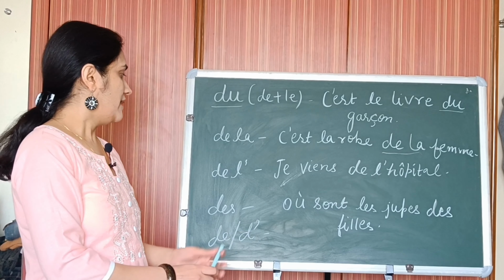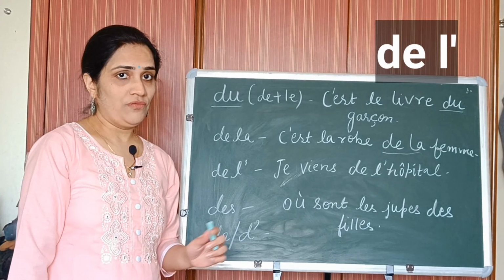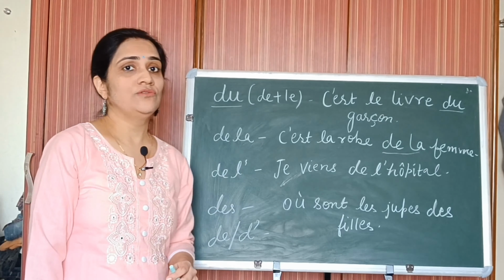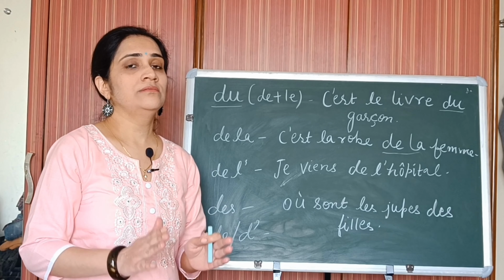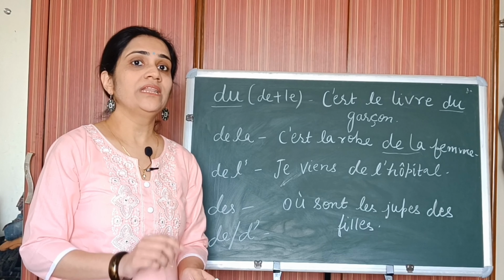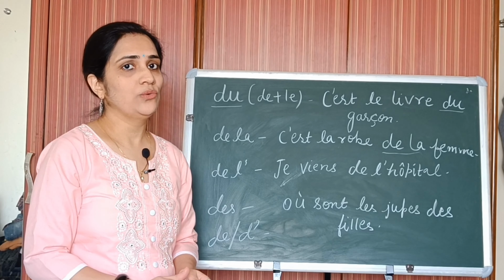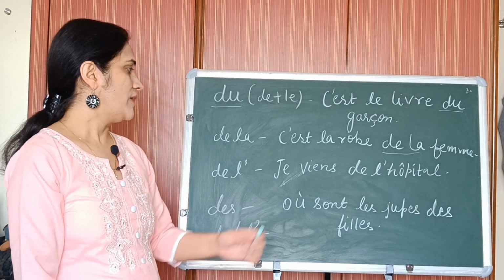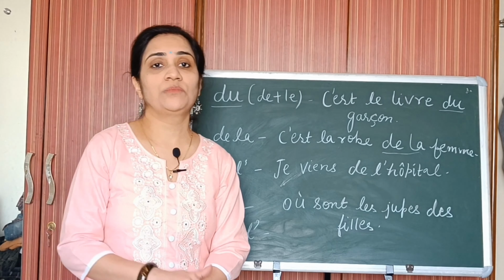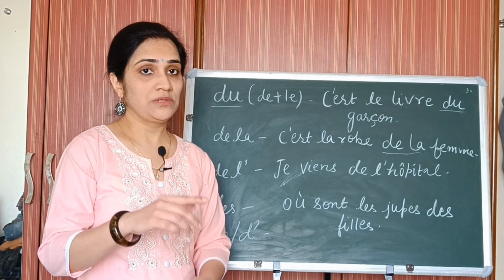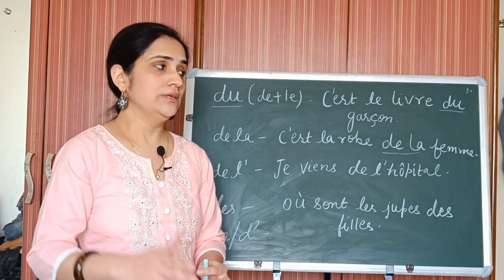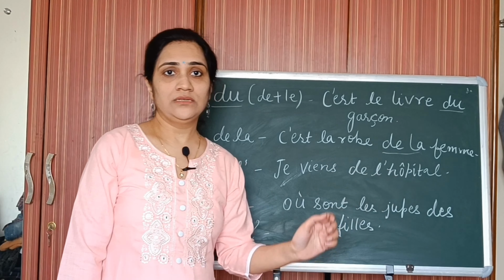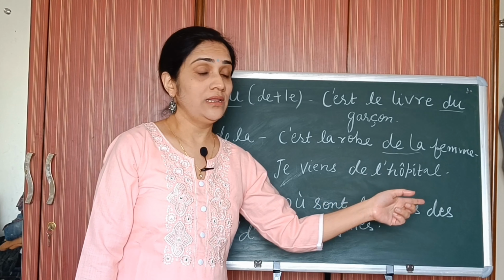Now the third category is de l', and this we have to use with masculine and feminine singular nouns beginning with a vowel, a, e, i, o, u, including h, the mute h. So suppose for example I am coming from the hospital. Here is an example of from the. Je viens de l'hôpital.